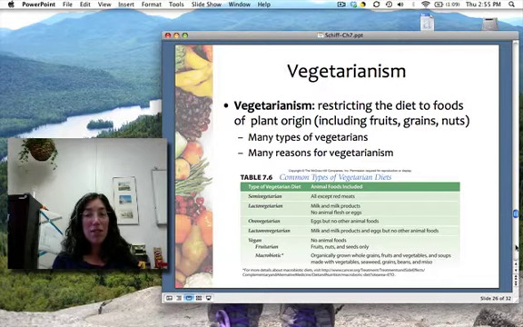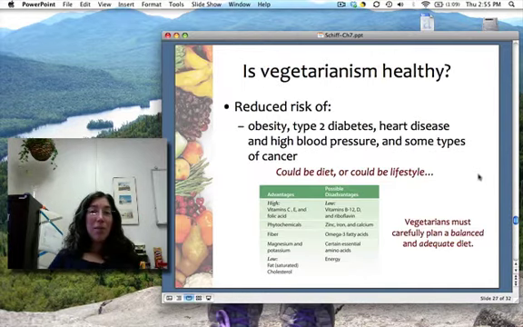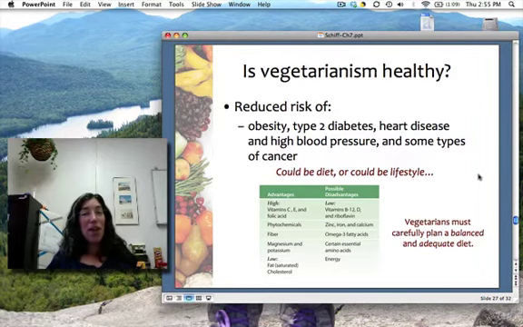So there's a lot of reasons for becoming a vegetarian and a lot of different ways to be a vegetarian, I suppose. So what are some of the health benefits and I guess health risks of vegetarianism? Well, most of the studies say that being on some kind of a vegetarian diet is most likely to benefit your health. Vegetarians have a reduced risk of obesity, type 2 diabetes, heart disease, hypertension, and certain types of cancer. These are all well documented.